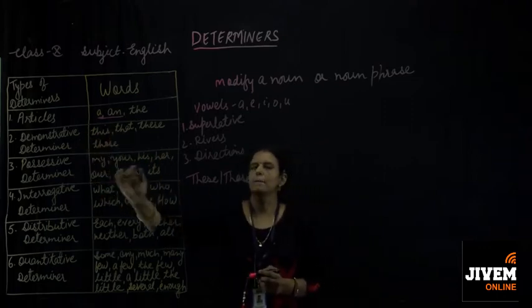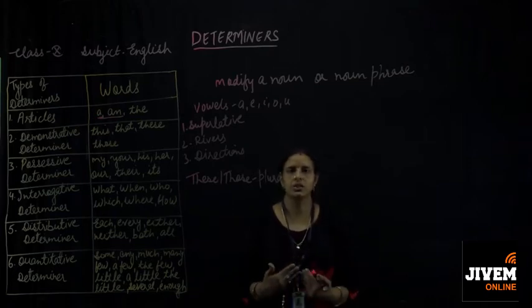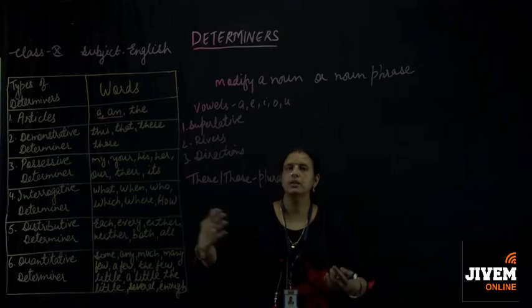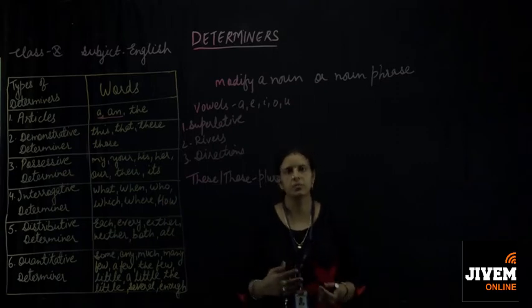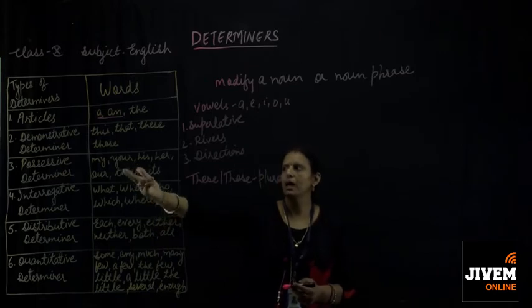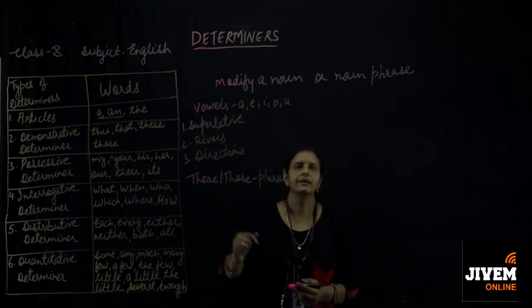Now next is the possessive determiner. What do you mean by a possessive determiner? It shows some possession. You are owning things, you have belongings. The determiner which shows any possession is known as a possessive determiner. The words in this category are my, your, his, her, our, their and its.